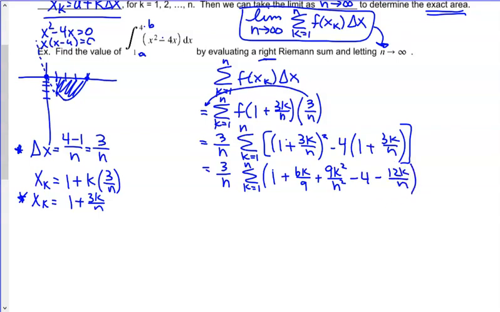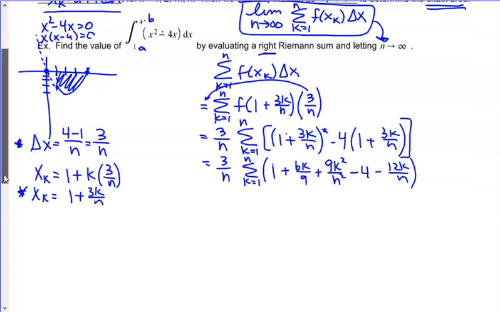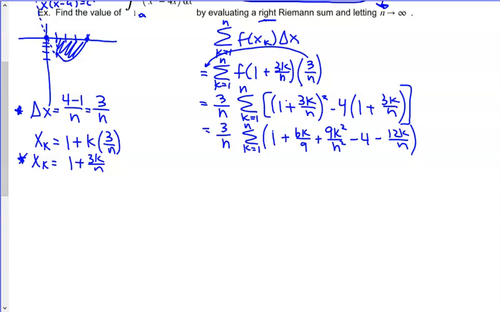Okay? Now, you don't have to simplify at this point, but I always like to just so that I can keep things concise. I've seen people where they go directly into their summations, distributing that. But I'm going to simplify one more time. I still have my 3 over n. Don't forget about that out front. K equaling 1 to n. I'm going to start with my k squared first. So I'm going to get 9k squared over n squared. I'm going to combine these two fractions.